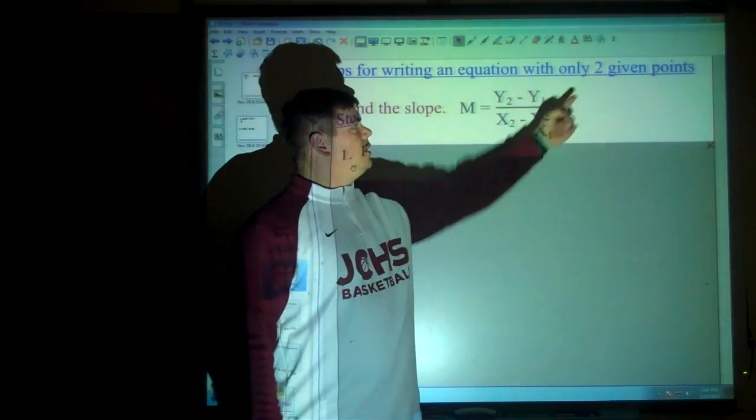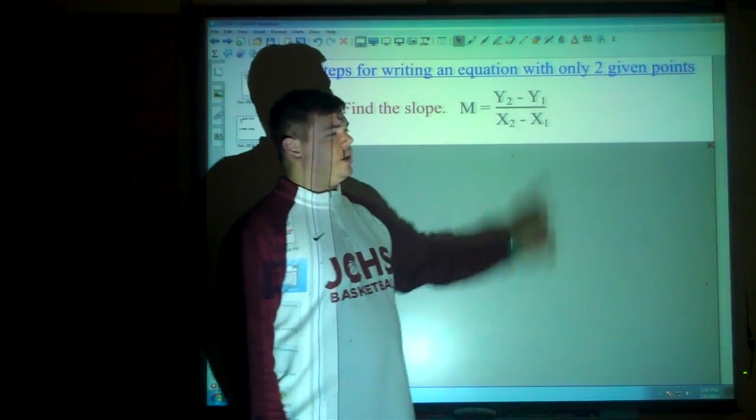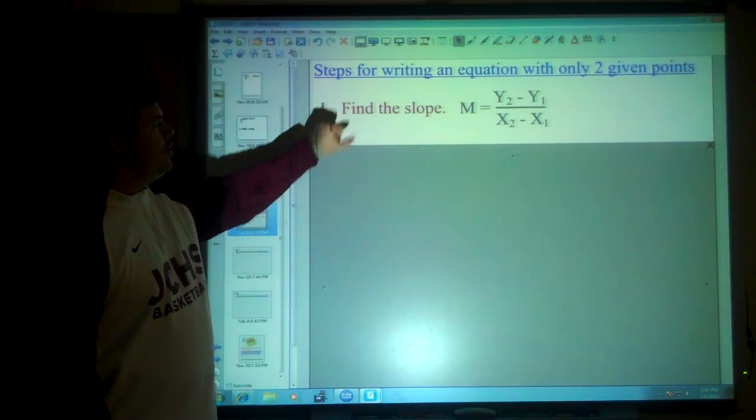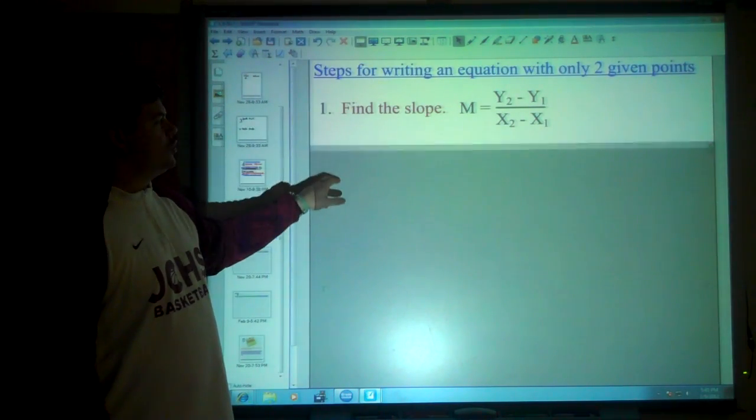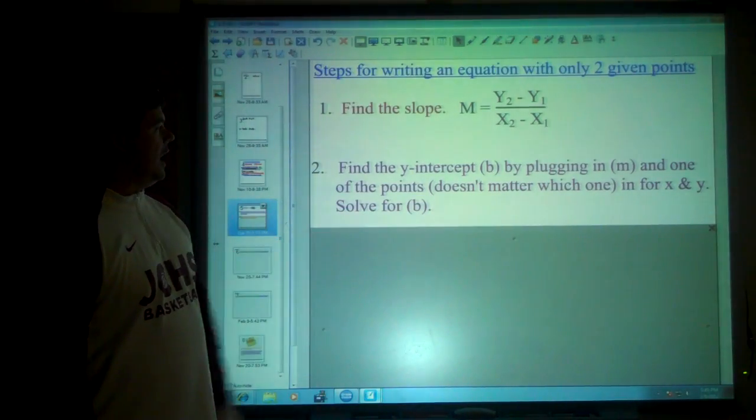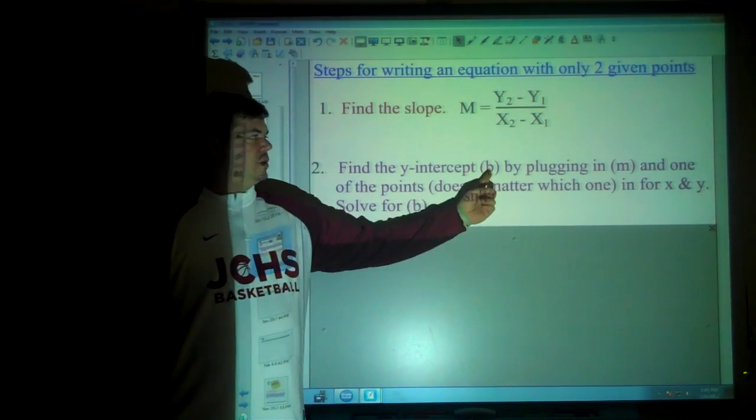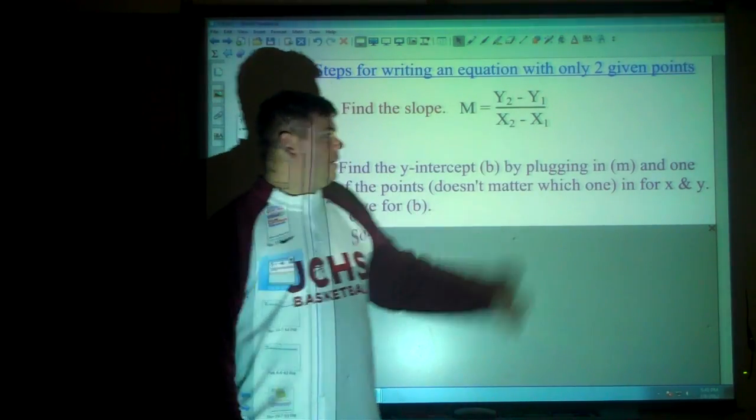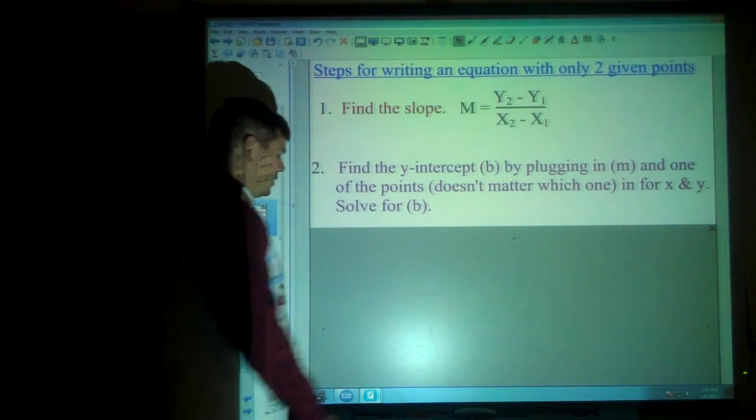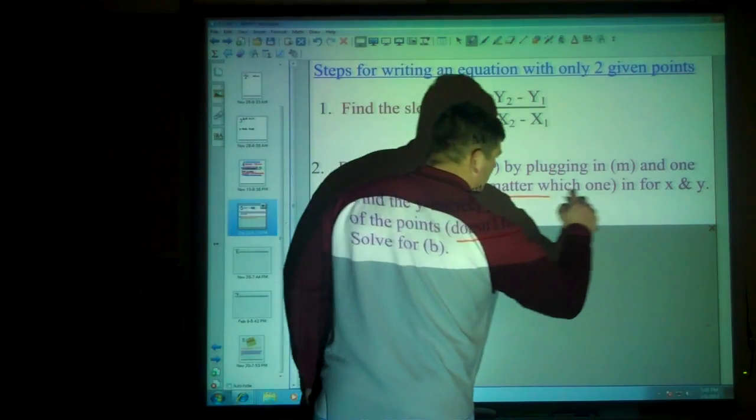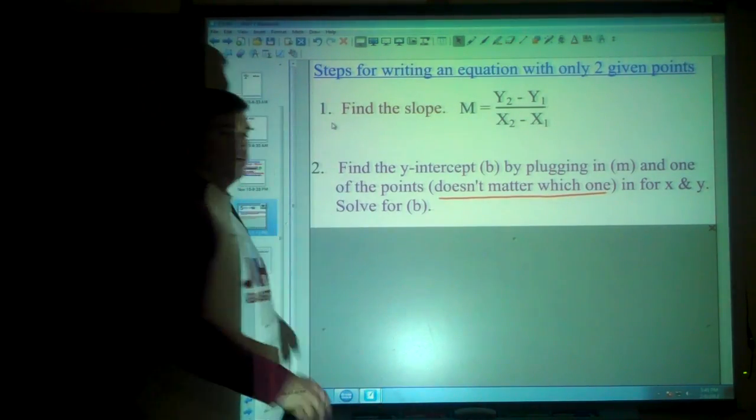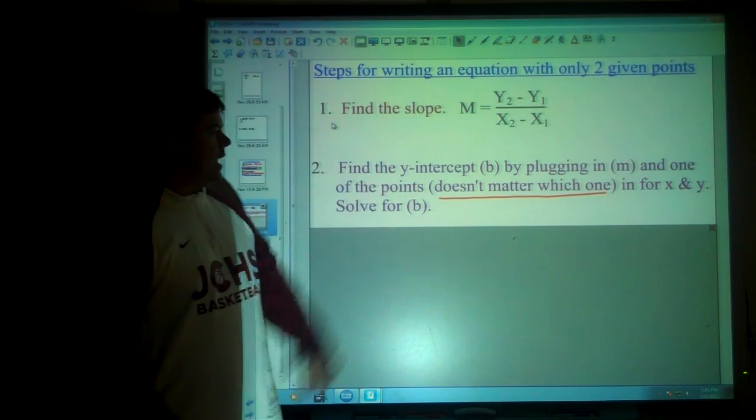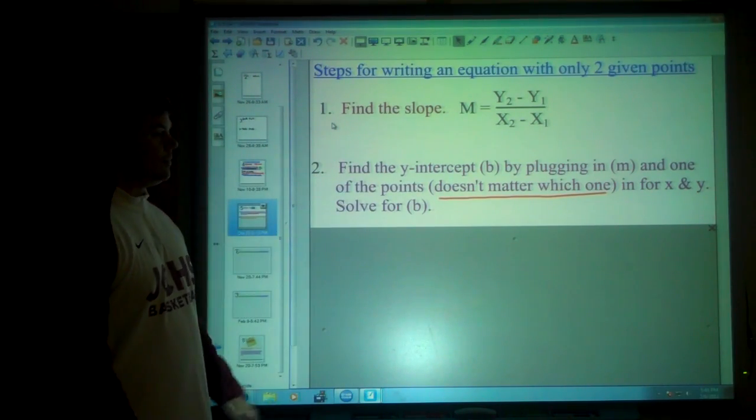We're going to take the two coordinates that are given and find the slope between them. That's why we have to know how to use the slope formula. After you have the slope, you'll have 2 points that you can choose from. Find the y-intercept, which we refer to as b, by plugging in the m that you just found in step 1 and one of the points. It doesn't matter which one. You do not have to do it for both of them. You simply pick one of them and plug it into x and y, and then it allows you to solve for b.